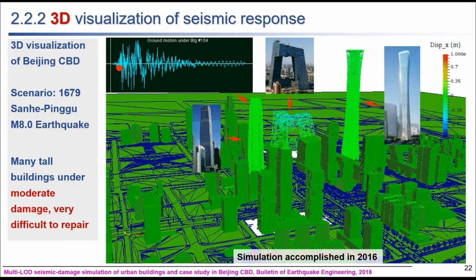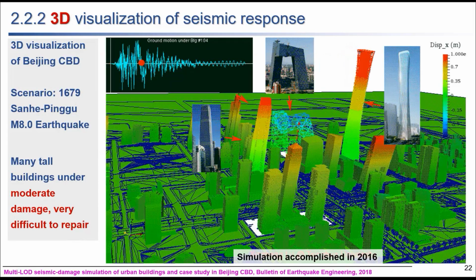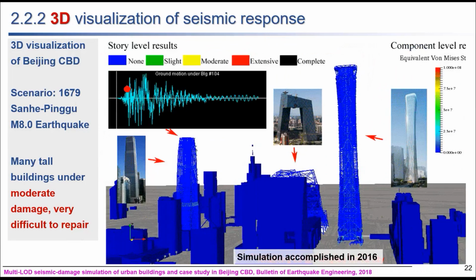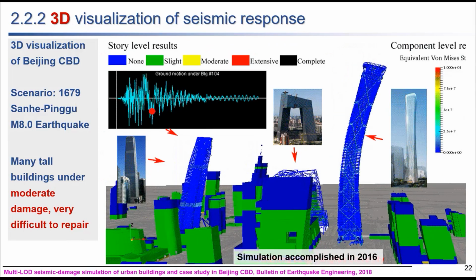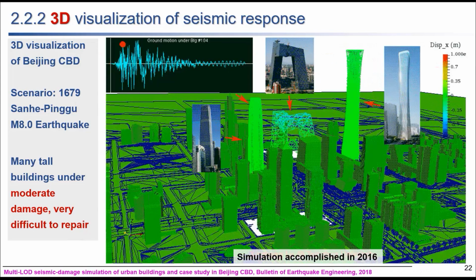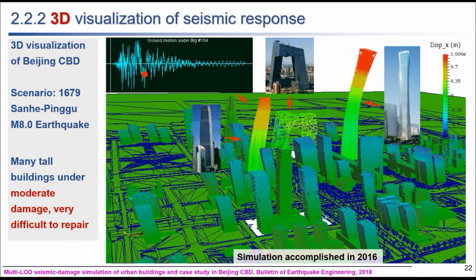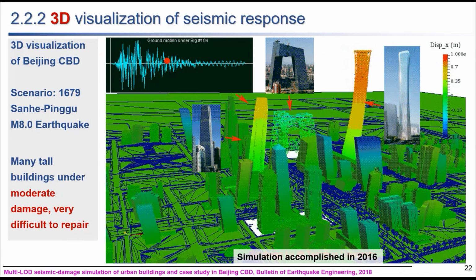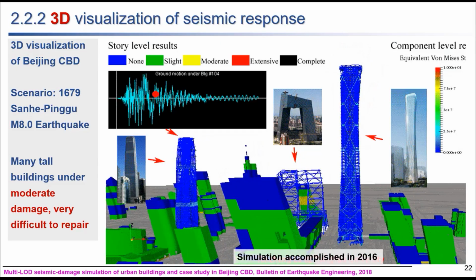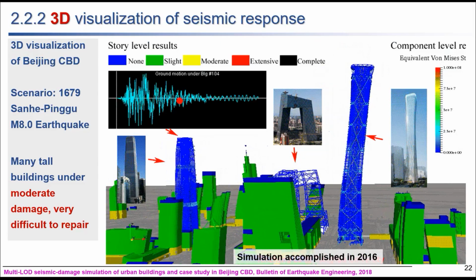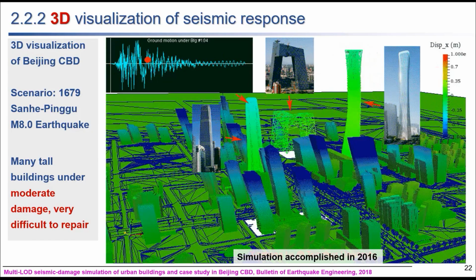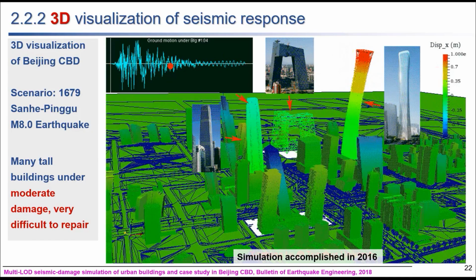So with both the high fidelity model and the MDF model, we can simulate very complicated city buildings and clusters. For example, this is the tall building cluster in the Beijing CBD area, and we input the historical 1679 M8 Sanhe-Pinggu earthquake. We can clearly show the shaking of the tall buildings, and additionally, we can not only see the shaking, but also see different colors representing the damage on different stories of the building. So we can know the damage on each story of each building at each moment. And for example, for these 3 buildings, with the photos here, we use a high fidelity model.